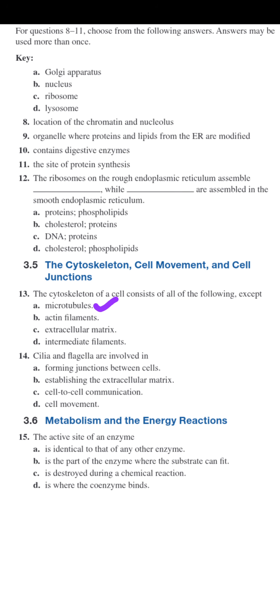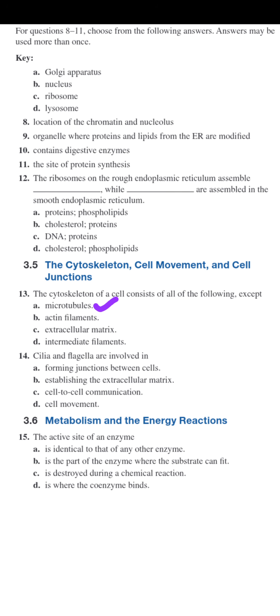Microtubules. Yes, of course, you might know them from cell division, during the stages of mitosis and meiosis. They give the cell its shape, and they are also involved in the transport of substances across the cell. Actin filaments, yes, these are fine filaments. Extracellular matrix, intermediate filament. So the cytoskeleton is made up of different types of filaments, including actin and intermediate.